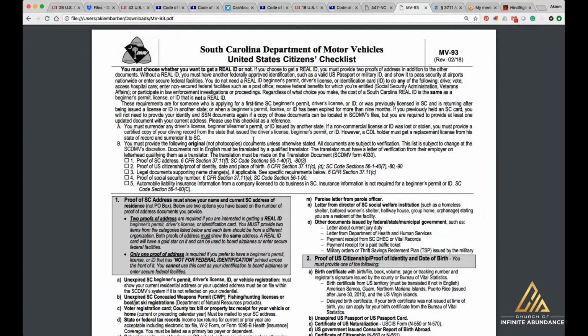Without a real ID, you must have another federal approved identification such as a valid U.S. passport, a military ID, and show it to pass security at airports nationwide or into secure federal facilities. Now, what they're not telling you is you can walk in there with a copy of your birth certificate into any federal facility. Why? That's going to show who you are. So you don't really have to get a real ID as long as you have a birth certificate. And they're probably going to ask for a picture to go along with that, and they'll let you in.